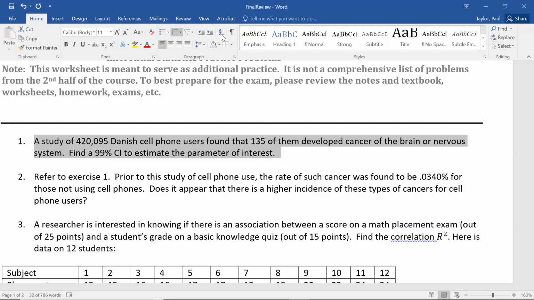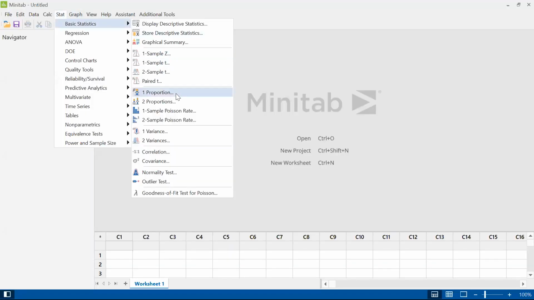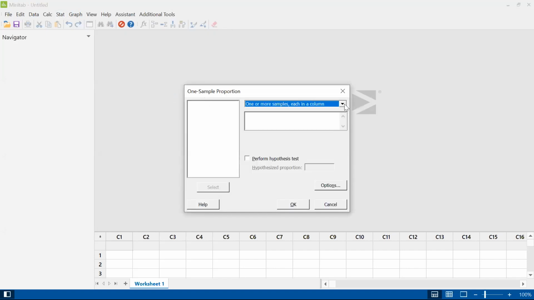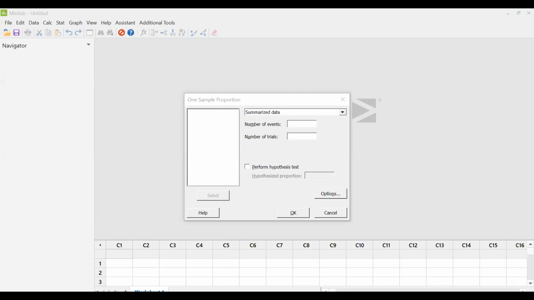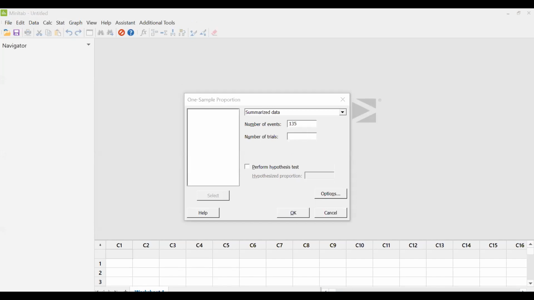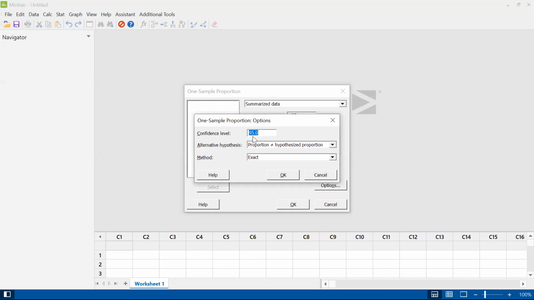And so, new share. Bring up Minitab. We're going to do Stat, Basic Statistics, 1 Proportion. Okay, so I have summarized data. We know the number of events, the number of trials. So we had 135 out of 420,095. And we want a 95% confidence interval.